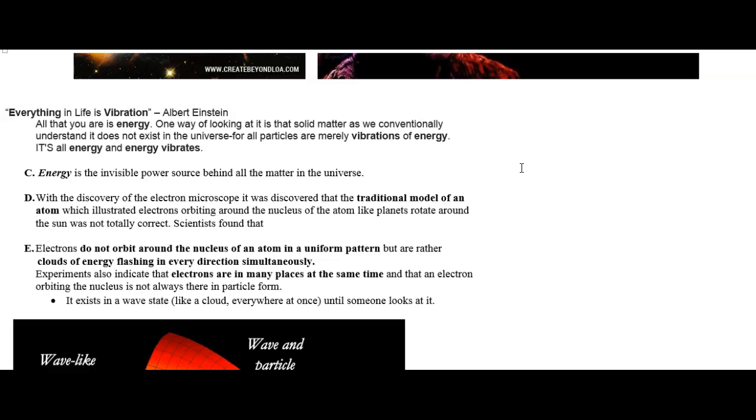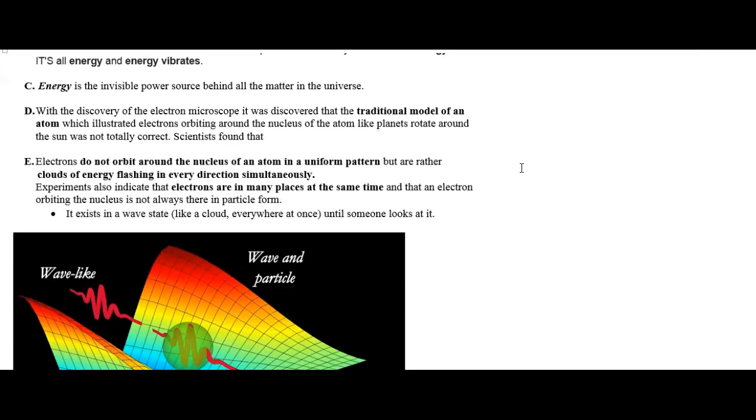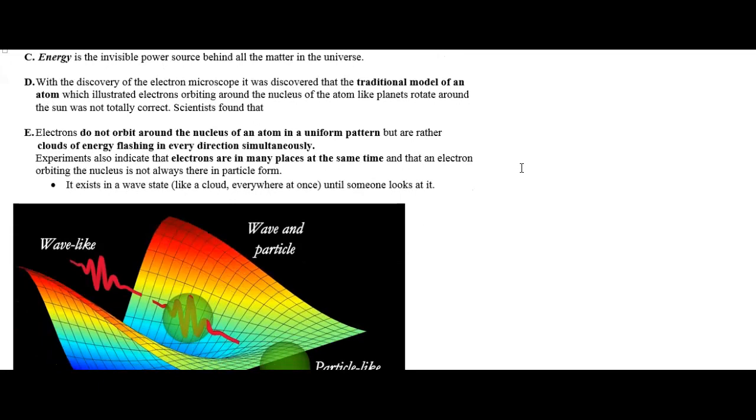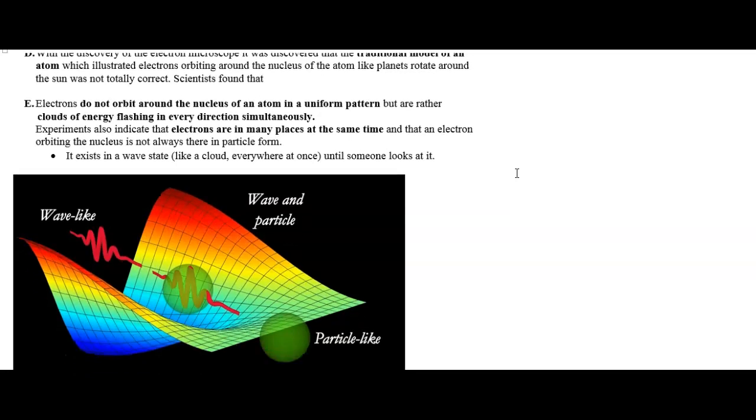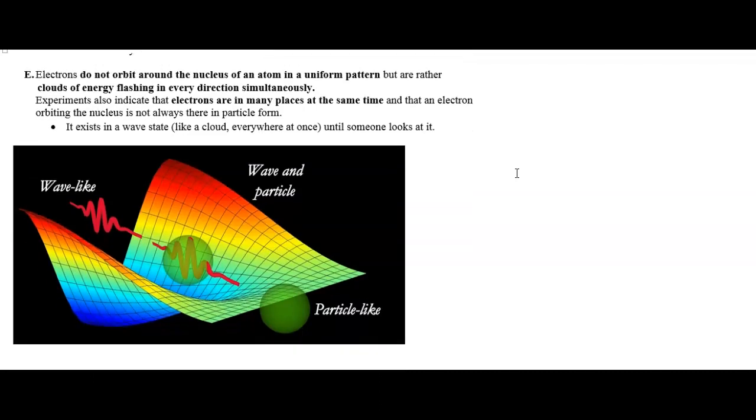With the discovery of the electron microscope, it was discovered that the traditional model of an atom, which illustrated atoms orbiting around the nucleus of the atom like planets rotate around the sun, was not totally correct. They found that actually electrons do not orbit around the nucleus of an atom in a uniform pattern, but are rather clouds of energy flashing in every direction simultaneously. Experiments also indicate that electrons are in many places at the same time, and that an electron orbiting the nucleus is not always there in particle form. It can exist as a wave.